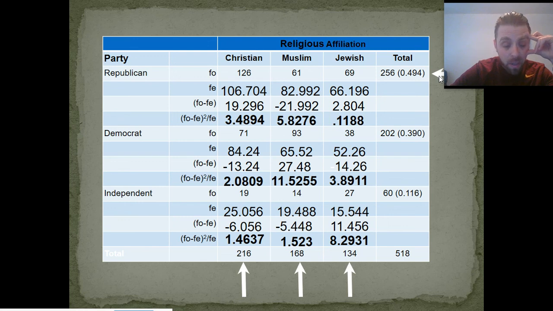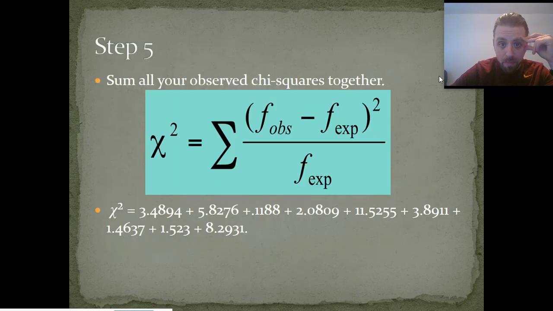Well, that gives me everything I need in order to calculate chi-square, which is simply the summation of everything that you just did. So sum all your observed chi-squares together. What you see here at the bottom is each cell's chi-square and is now being summed by adding all 9 together. So the summation of these 9 values, I'll give you a minute to calculate it. 38.2131. It's a big number.